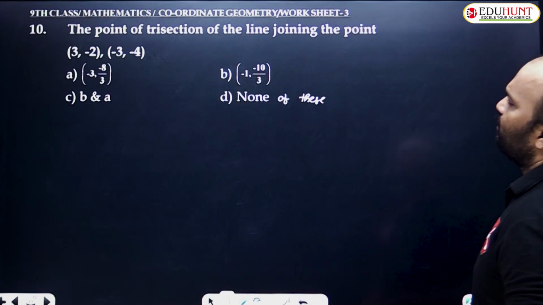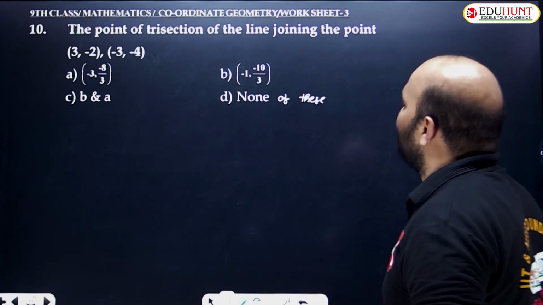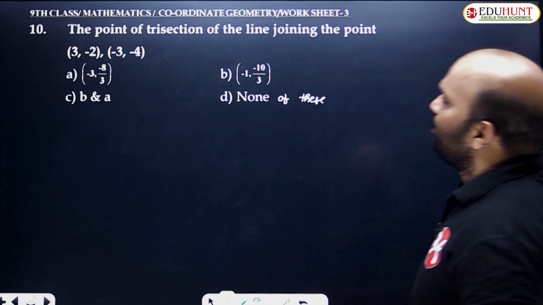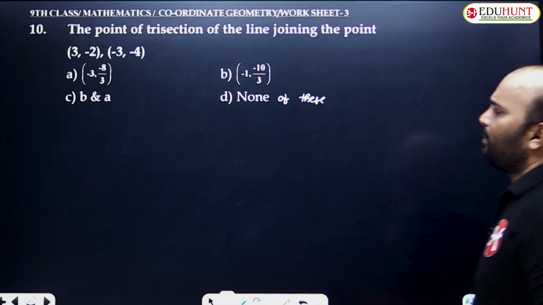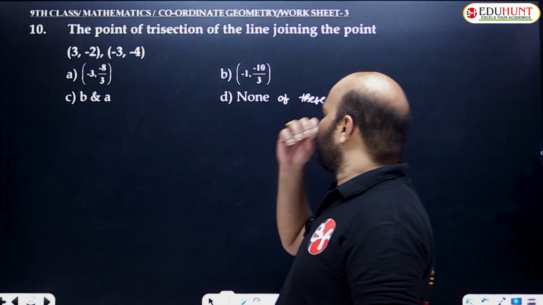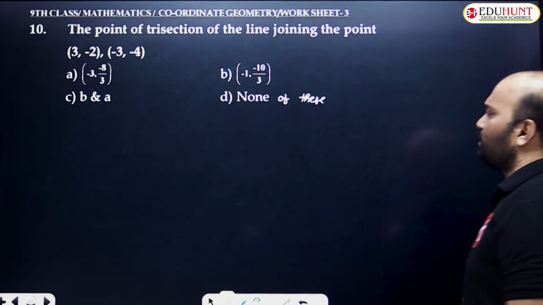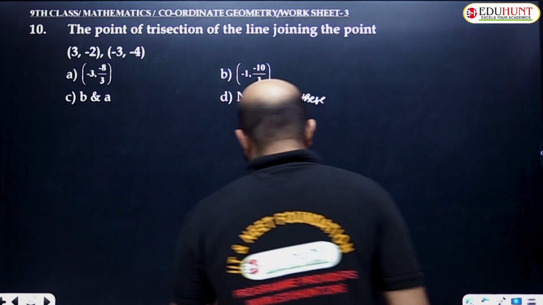The points of trisection of the line joining the points (3, -2) and (-3, -4). Option A: (-3, -8/3). Option B: (-1, -10/3). Option C: B and A. Option D: none of these. So clearly we need to understand.